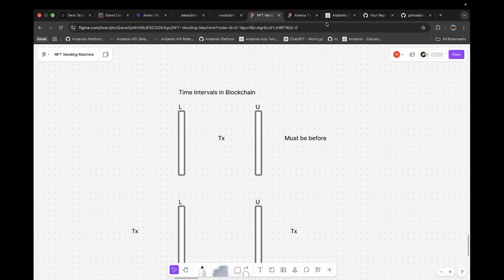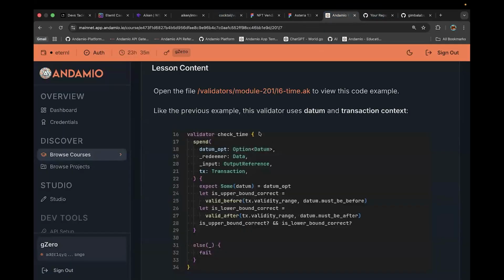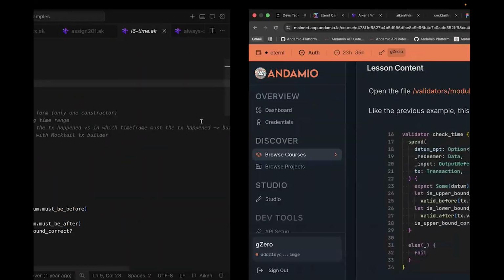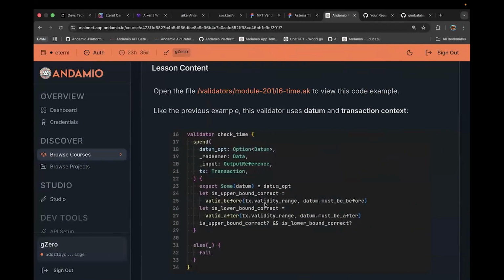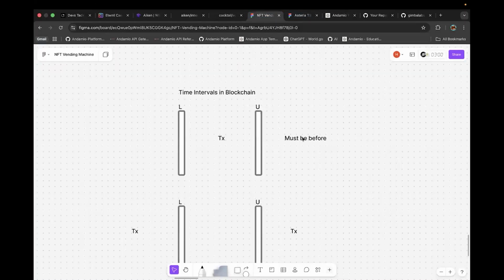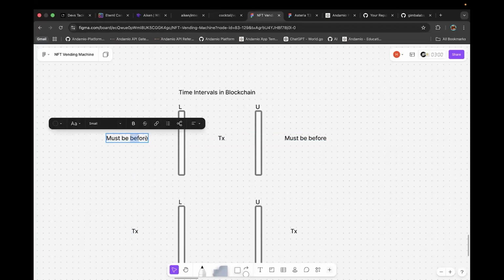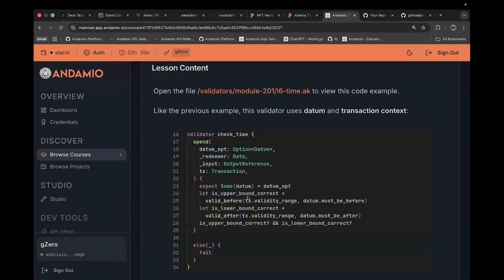So you are mixing up two things, because this is a different example. We are not using our example. In this one there are two time limits, a time interval. One is must be before, and the other is must be after. They are just saying the actual time interval should be in between must be after and must be before. That's what they're checking here. That seems simple enough.